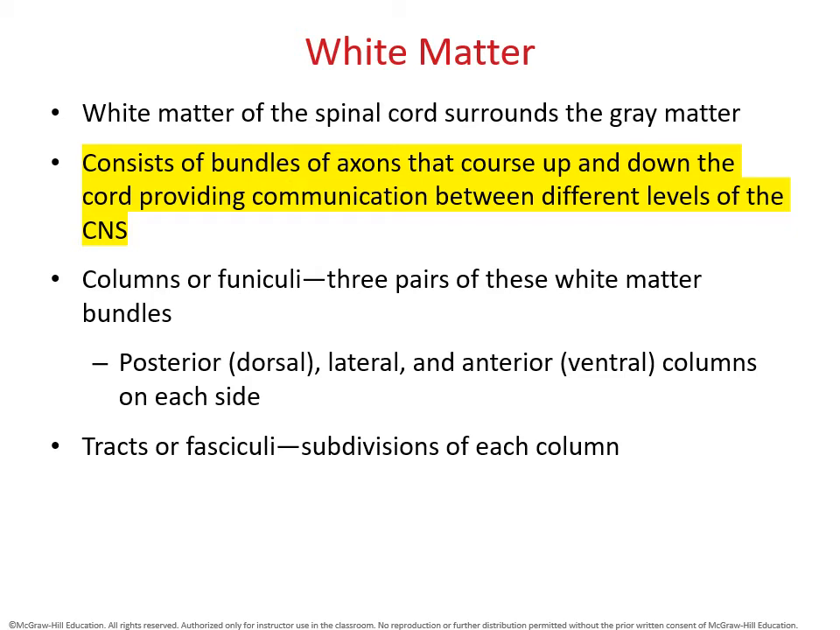For our sakes, for our exam purposes, I just want you to concentrate on the fact that the white matter is surrounding the gray matter when we do a cross-section of the spinal cord, and that the white matter is simply a bundle of axons. Hence, that's what it's getting its characteristics from an anatomical standpoint.